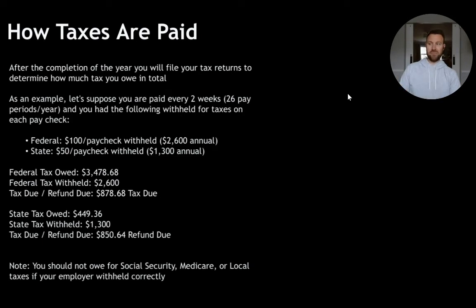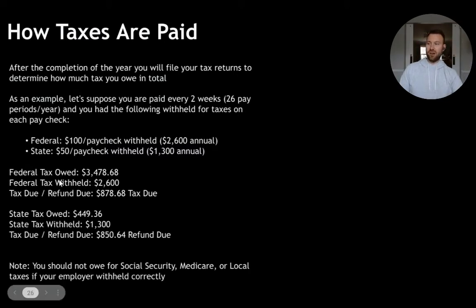As an example, let's just say that for federal tax purposes, we had $100 pulled out of every paycheck, 26 paychecks in a year. So you'll see here that's $2,600 that we have paid already in tax in advance. For the state, we did $50 per paycheck and that's $1,300 paid. It's gone. It's out of our paycheck.